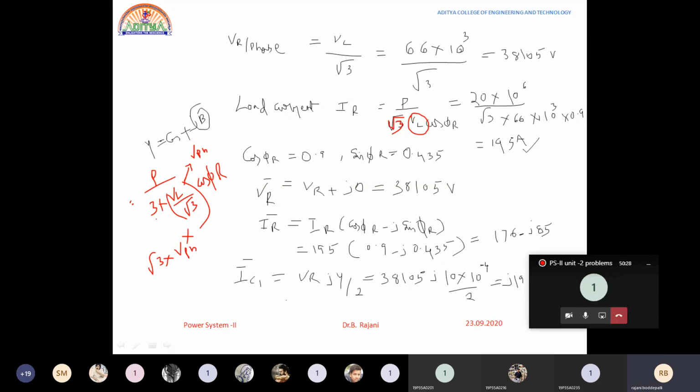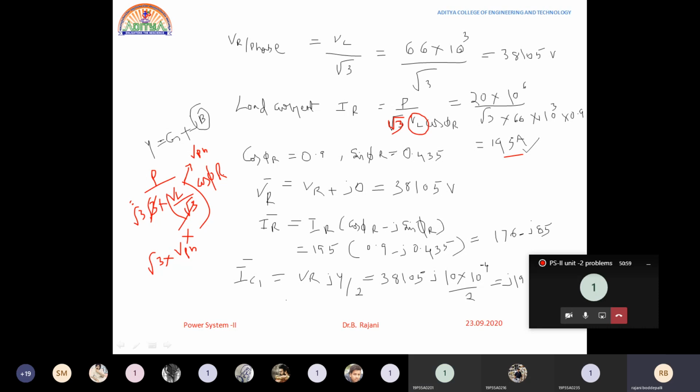Why? Because see here, you have to remove that root 3. Root 3 gets cancelled, and you will be remaining with root 3 into the line voltage itself. You have to multiply, not the phase value. If you put root 3 at the front, you have to put the line value itself. You will be getting this value. If at all you want to put 3 into VL by root 3 into cos phi, then it is correct. Understood what I am saying?